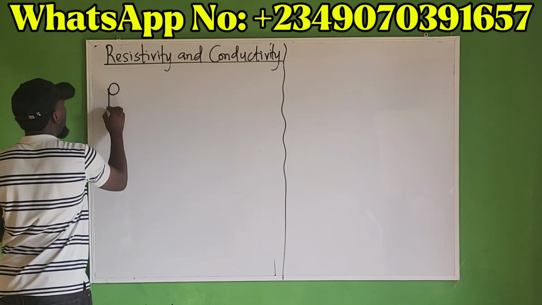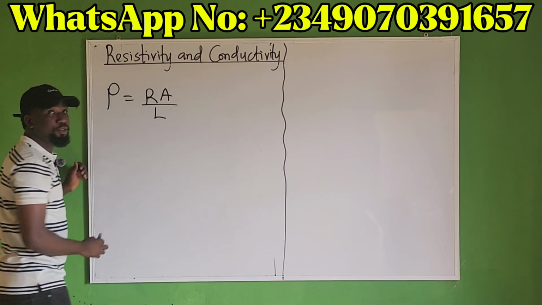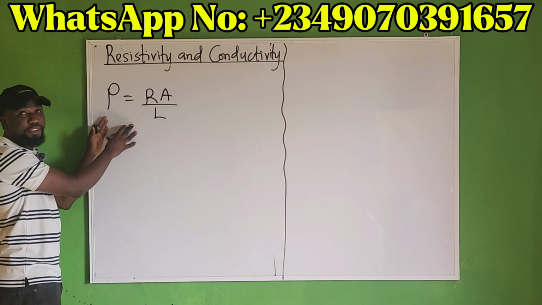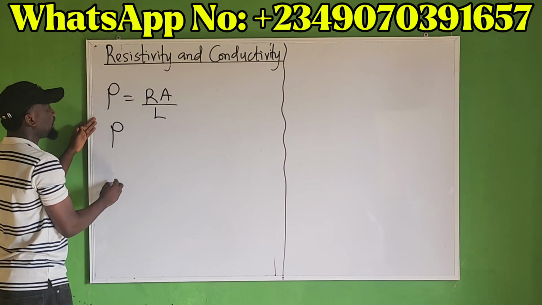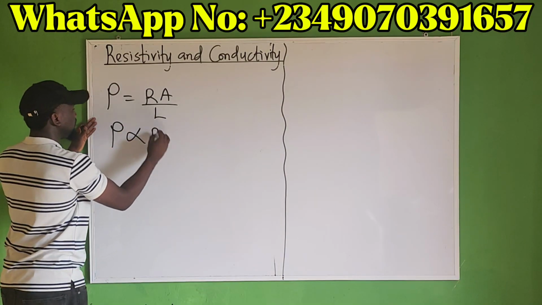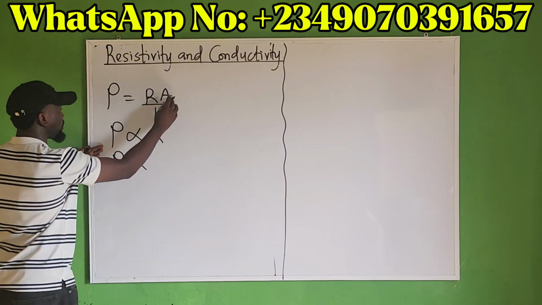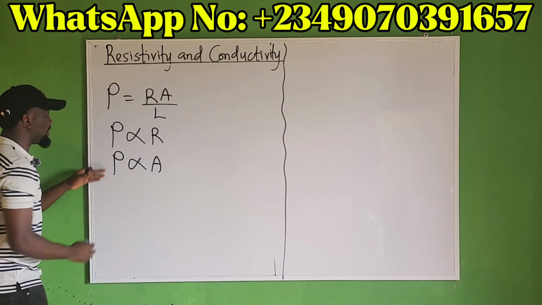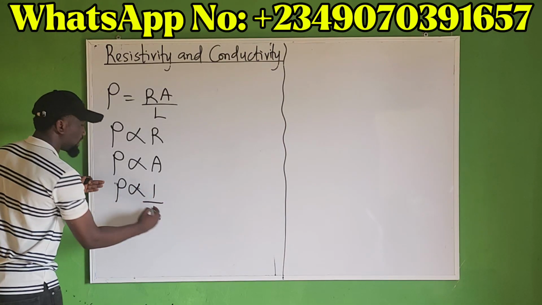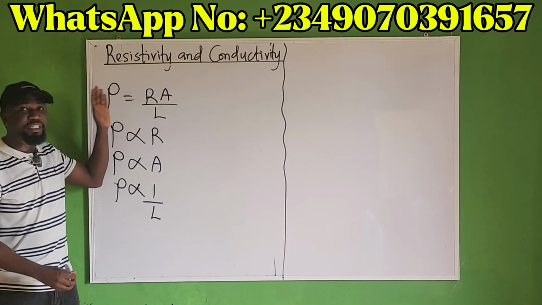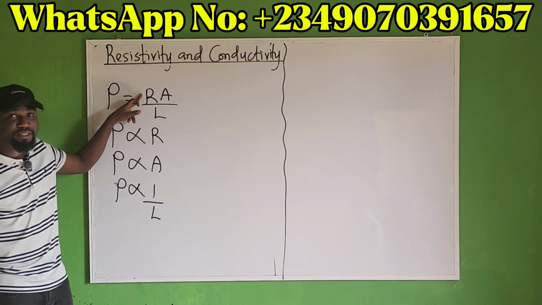So we have resistivity to be RA over L. This is the formula for resistivity. From the formula, we can get to know that resistivity is directly proportional to the resistance, and also resistivity is directly proportional to the cross-sectional area, and then resistivity is inversely proportional to the length. From the formula, we have been able to realize that resistivity is directly proportional to the resistance.